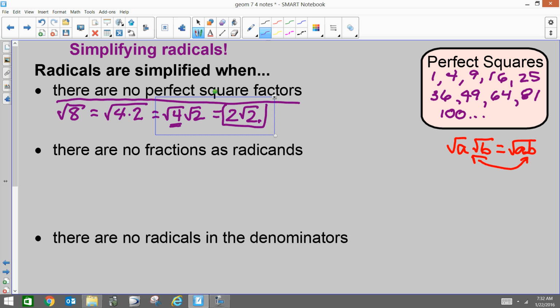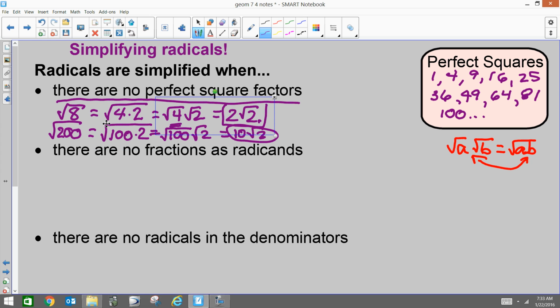All right, let me give you another example. How about square root of 200? Now you know it's pretty big, so you probably think there's a square factor. Yes, 100. So you can do 100 times 2, and then just separate it out. So you get the perfect square by itself, and then 10 radical 2.